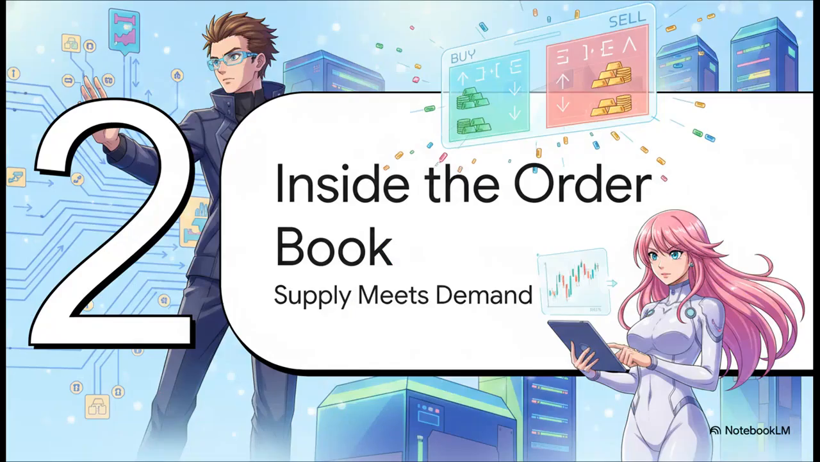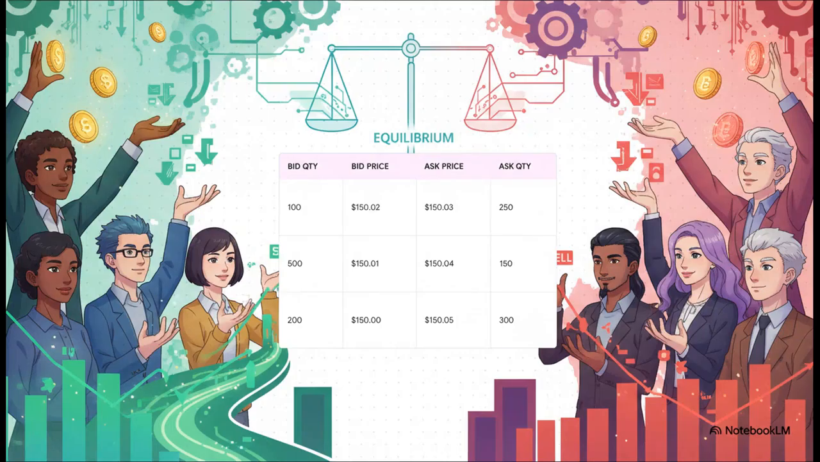Okay, next up, inside the order book, where supply and demand meet in real time. So let's zoom in even further, right to the heart of this battlefield. It's called the limit order book, and it's where every single intention to buy or sell a stock gets recorded. Think of the order book like a live, constantly updating digital ledger. On one side, you've got the bids. These are all the outstanding orders to buy and the prices people are willing to pay. And on the other side, you've got the asks, all the orders to sell. This is the rawest, most fundamental picture of supply and demand you can possibly get.